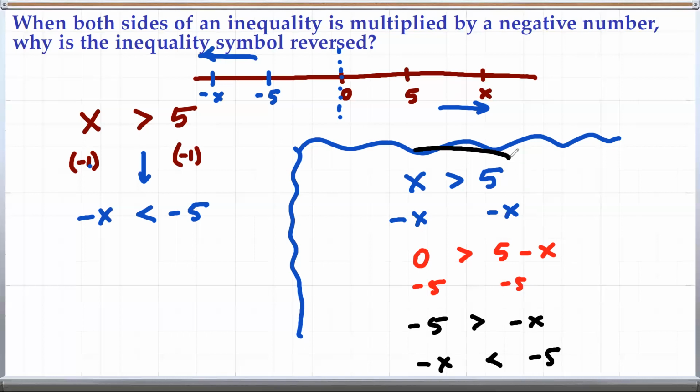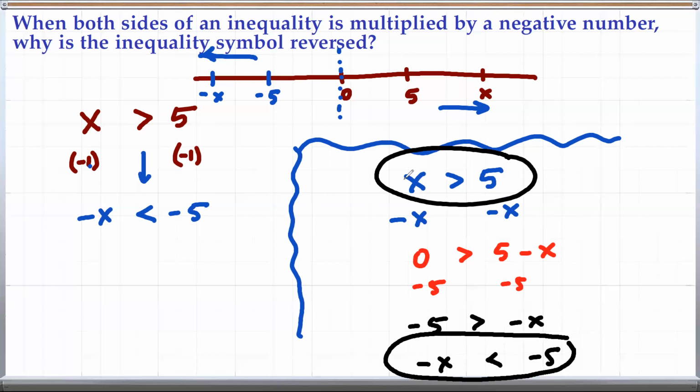So here we have x greater than 5, and it becomes negative x less than negative 5. When we multiplied both sides by negative 1, making negative x and negative 5, the sign flipped from greater than to less than. Right? So this is the basic rule when we need to multiply both sides of an inequality by a negative number. And the same thing applies when we divide both sides by a negative number.